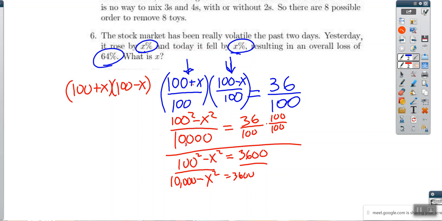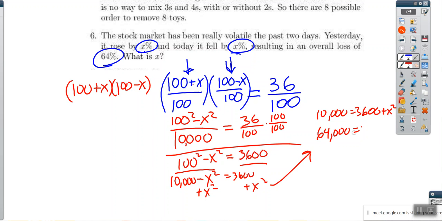So might it be better if we... Oh, never mind. So if we add x squared to both sides, we'll get 10,000 equals 3,600 plus x squared. And then should we subtract 3,600? There you go. 64,000. Wait, that's like 80 or something, isn't it? Or 800.